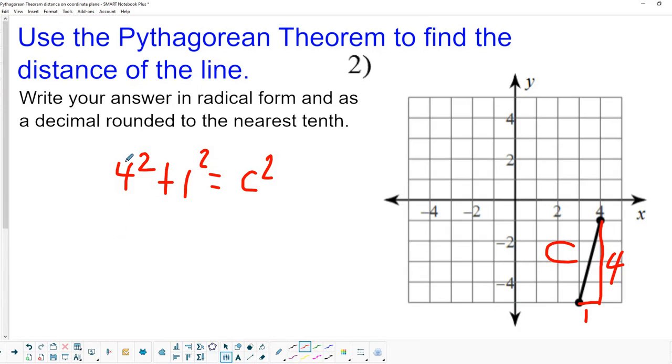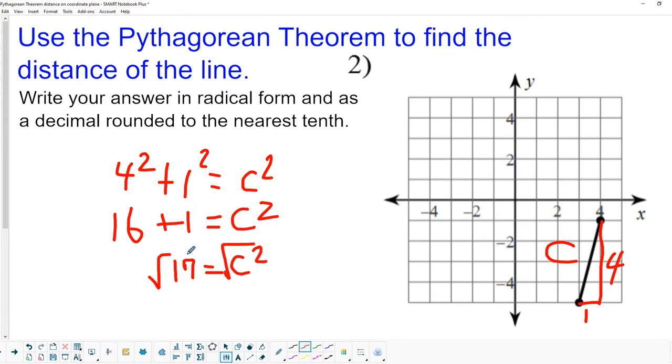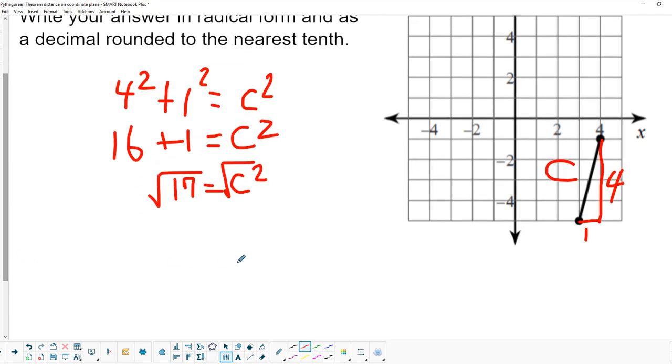Thank you. Okay, so 4 squared. To do this problem, we have 4 squared equals 16, and 1 squared equals 1, and all of that equals c squared. So 16 plus 1 is 17, which equals c squared. And then to find c by itself, I do a square root of each side. So c equals the square root of 17. That's my radical version of the answer.